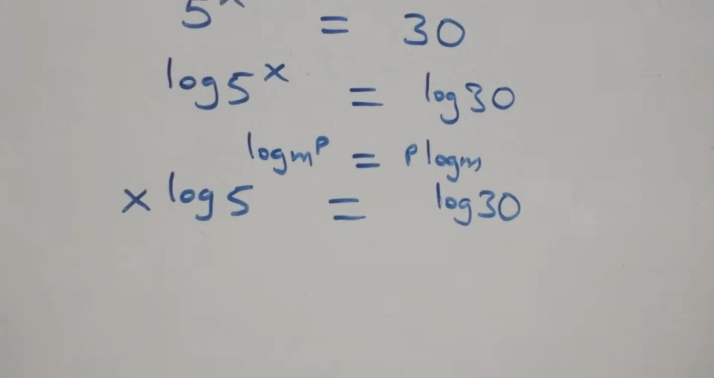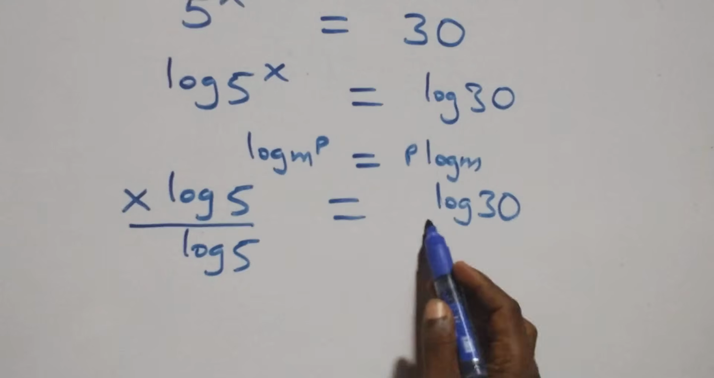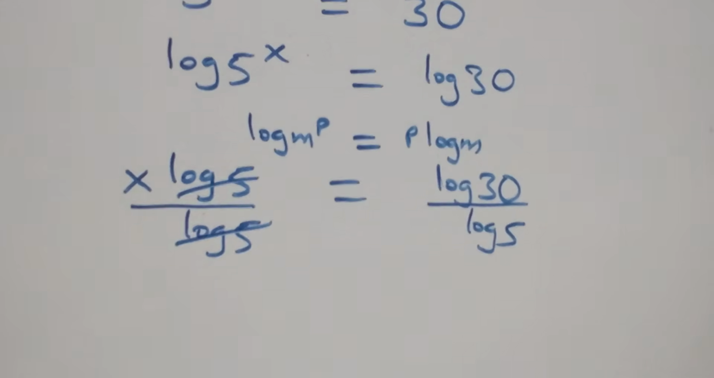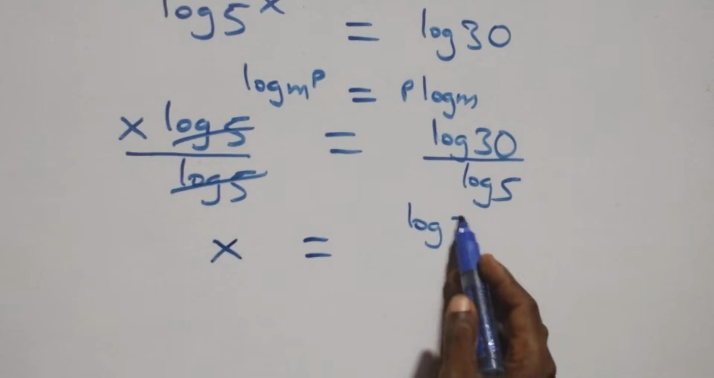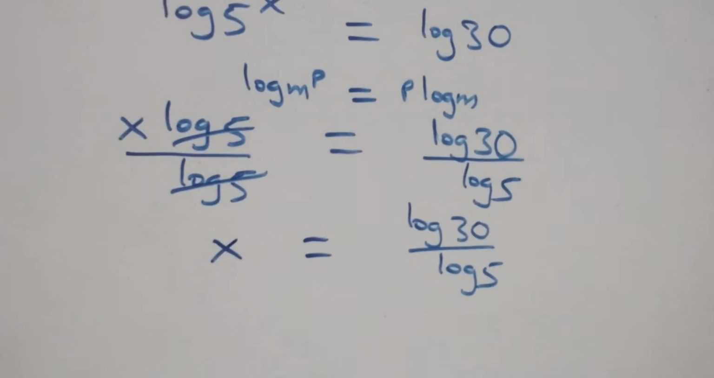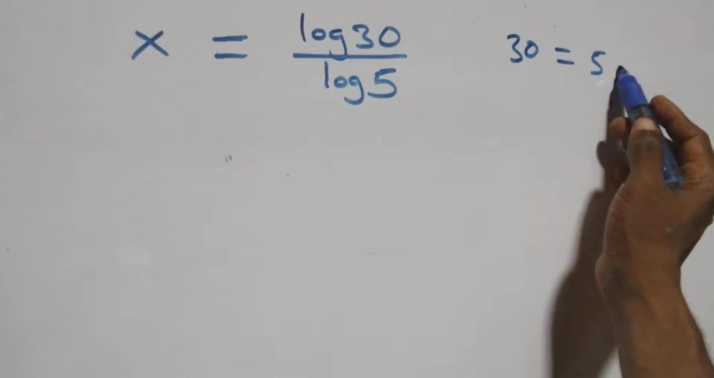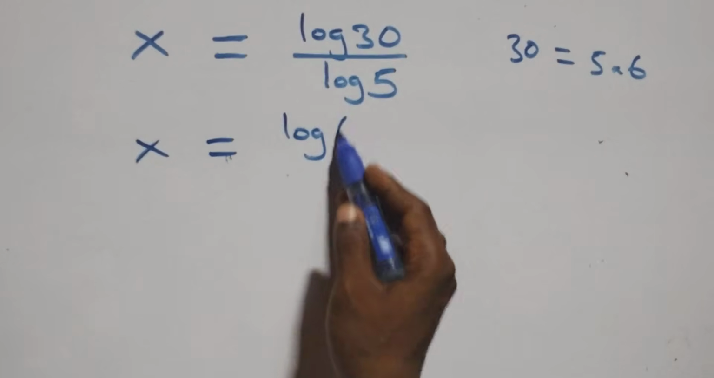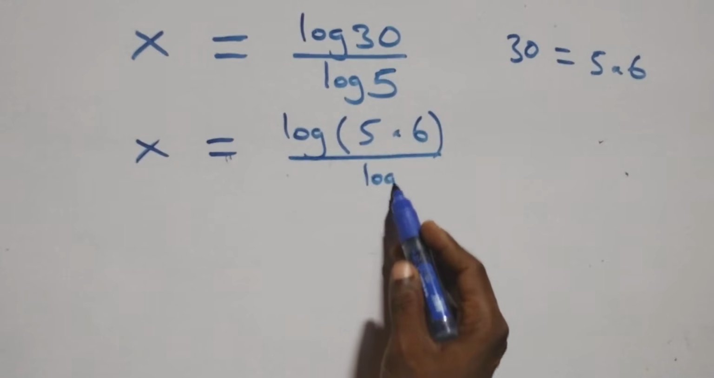Then here we divide both sides by log 5. Divide this side by log 5, also divide this side by log 5. So here, log 5 cancel each other. We have x equals log 30 over log 5. Then next step, we can express 30 as 5 times 6. What we have becomes x equals log of 5 times 6 over log 5.